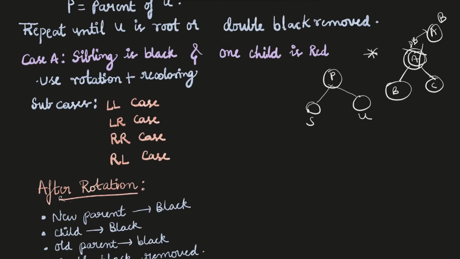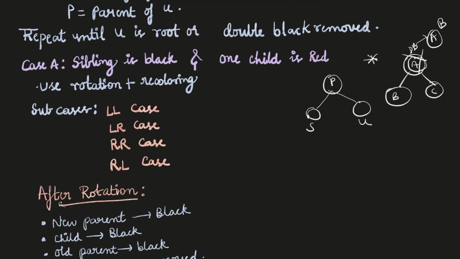Okay, because only then you can remove the double black. Now let's see the first case that says the sibling is black and one child is red. That means, see, now this is the parent, this is the sibling, this is the U. Okay, its sibling is black and it is having one child as red. So it can be either left child or right child. So this is the sibling and its child is in red color. So this is what it's telling.